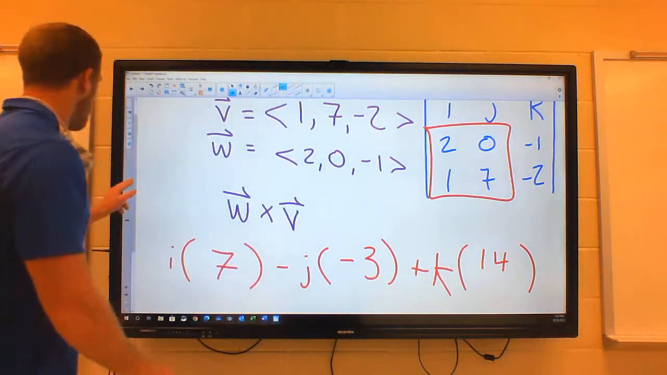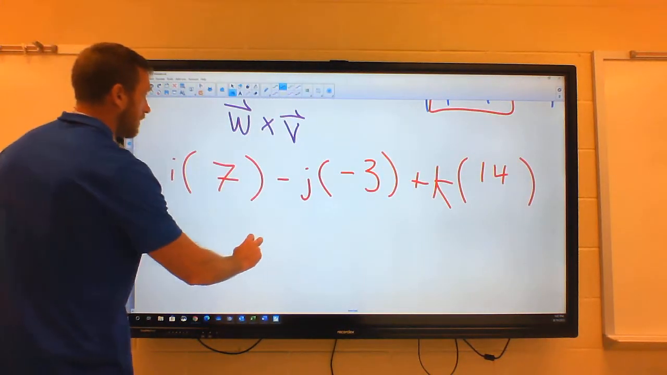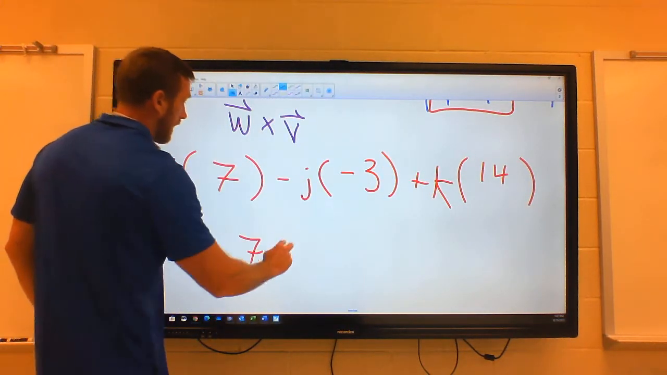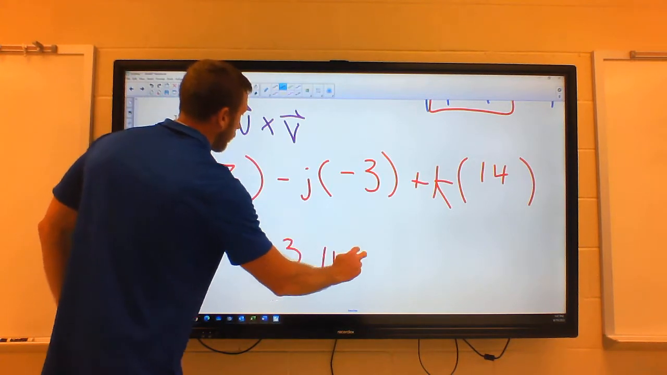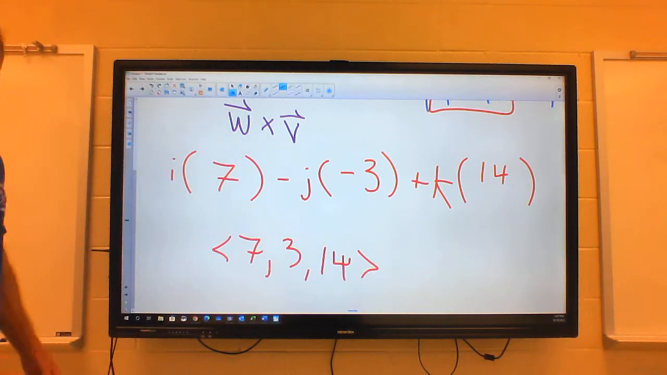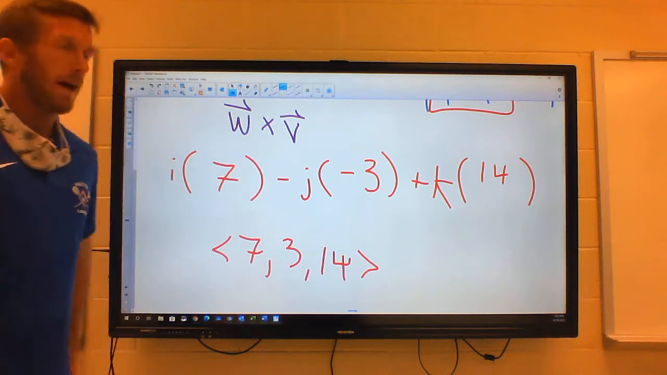Very simple. So what is our vector? 7, comma, positive 3, comma, 14. Write it in vector notation. Okay? Just like that.